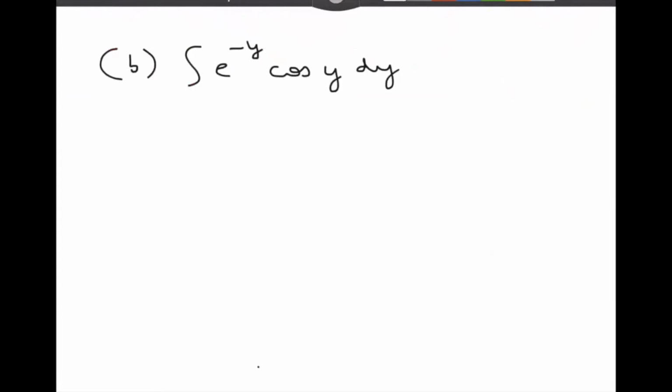All right, integral e to the negative y cosine y dy. All right, remember LIPET, we have an exponential and a trig. I'm going to let you in on a secret. Exponential and trig are really tied. It doesn't matter which one you make u. But I'll go ahead and just do it the way we normally would.